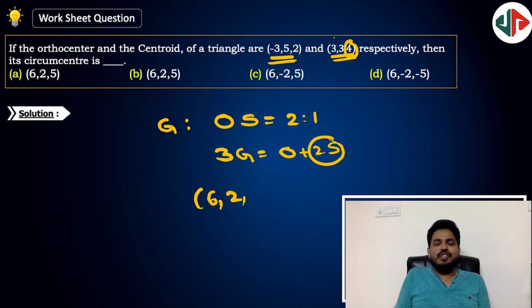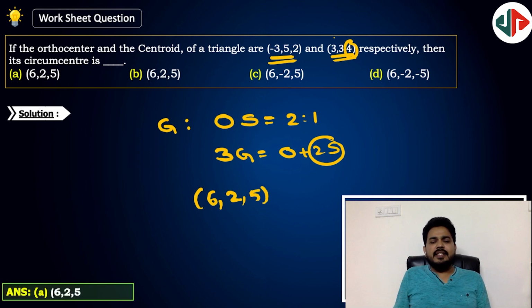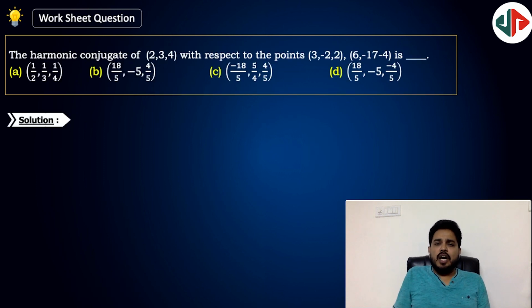12 minus 2, 10 by 2. So the answer is 6 comma 2 comma 5. The harmonic conjugate. What is the harmonic conjugate?